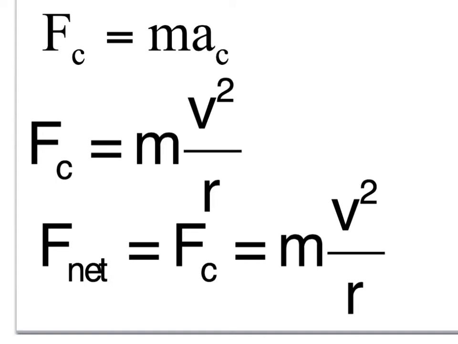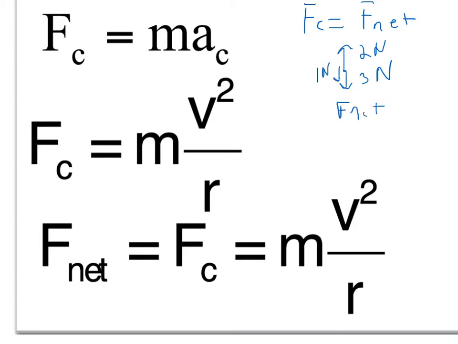The theme of tonight's video is that when going in a circle, the centripetal force is the net force. When you think about finding net force, if we've got a 2 Newton force up, a 3 Newton force down, and another 1 Newton force down, my net force, F net, is 2 Newtons down. To find the net force, you add them together, including their direction.